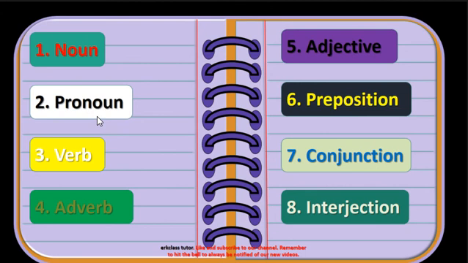Noun, pronoun, verb, adverb, adjective, preposition, conjunction, and lastly, interjection. Now you know we have 8 parts of speech. Check on our videos on each part of speech to get more details or to learn more about each part of speech.